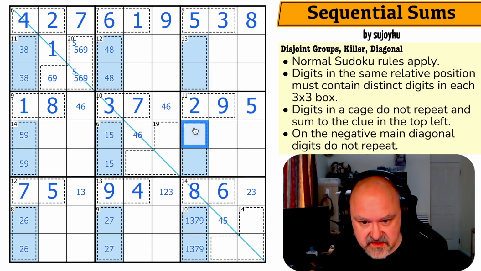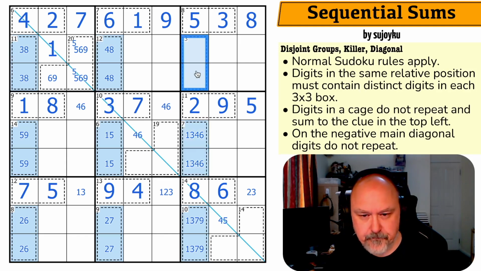Now, these digits. So this 7, I could use 1, 6. I can't use 2, 5. I could use 3, 4. So it's 1, 6 or 3, 4. And interestingly enough, they just can be. And this 13, 9, 4 works. 8, 5 doesn't. 7, 6. So it's 9, 4 or 7, 6. How do I narrow those down?